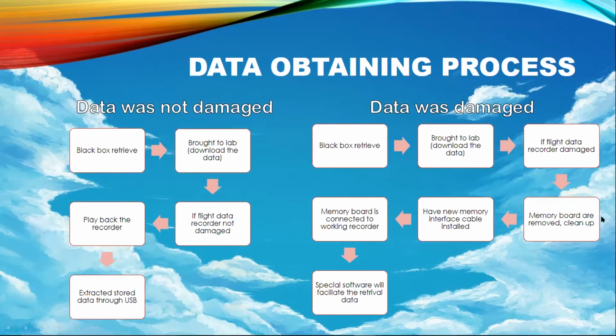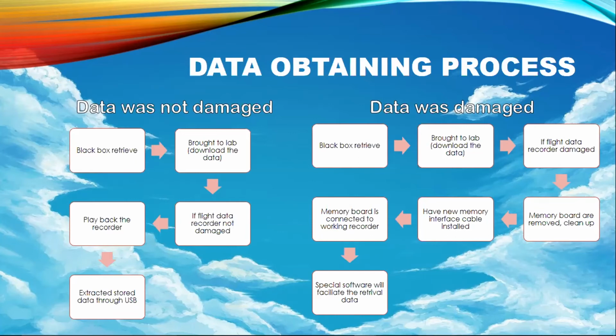If the flight data recorder is not damaged, the investigator can simply play it back on the recorder by connecting it to a readout system. With a solid state recorder, investigators can extract raw data in a matter of minutes through a USB or ethernet port. But if the FDR is damaged, the memory board is removed, cleaned up, and has a new memory interface cable installed. Then the memory board is connected to a working recorder. This recorder has special software to facilitate the retrieval of data without the possibility of overwriting any of it.